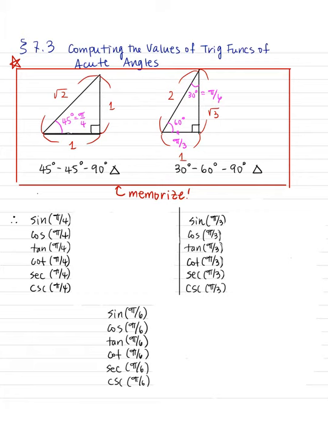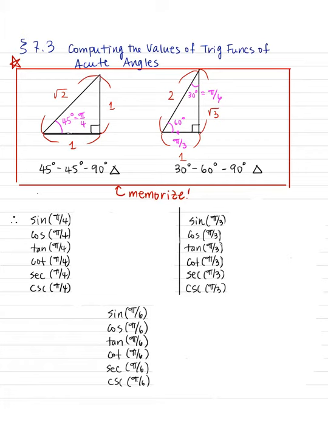Okay, now the other triangle that you're going to have to memorize is the 30, 60, 90 degree triangle. So 60 degrees is pi over 3, 30 degrees is pi over 6. Okay, so the lengths are going to be 1, root 3, and hypotenuse is going to be 2. So please memorize that. And what we're going to do now is derive all 6 trig functions evaluated at pi over 4, pi over 3, and pi over 6.